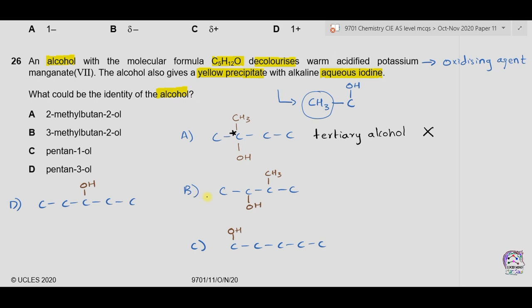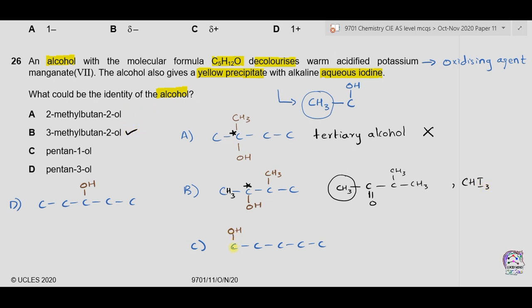Let's move towards B. We have this carbon that is attached with the OH functional group, and we also have a CH3 directly attached with this carbon. As this carbon is a secondary alcohol, it will oxidize to a ketone functional group. We also have a CH3 directly attached, so alkaline aqueous iodine will also give a positive yellow precipitate of CHI3. So B could be the correct option.